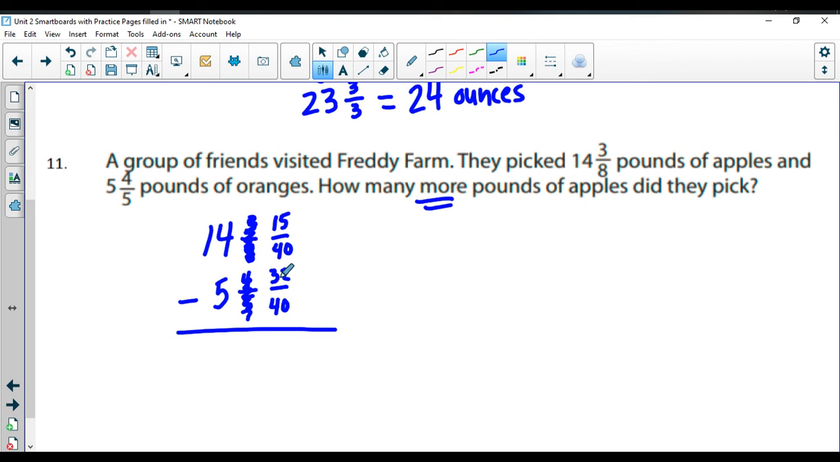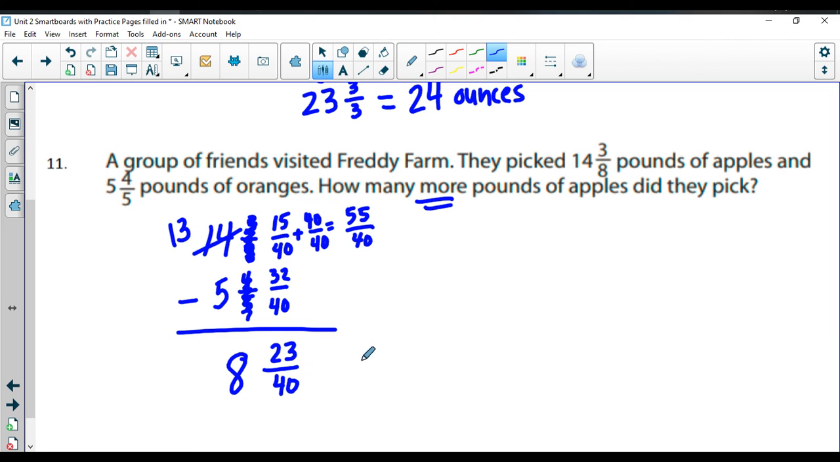And 15 minus 32, I cannot do. So I'm going to have to borrow from the 14, make it a 13. And now I'm adding one whole, which is 40/40. So this is now 55/40 minus 32/40, which will give me 23/40. 5 minus 2 is 3, 5 minus 3 is 2, and 13 minus 5 is going to give me 8. And we have 8 and 23/40, which is reduced.